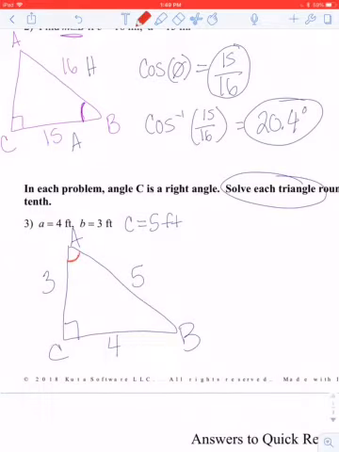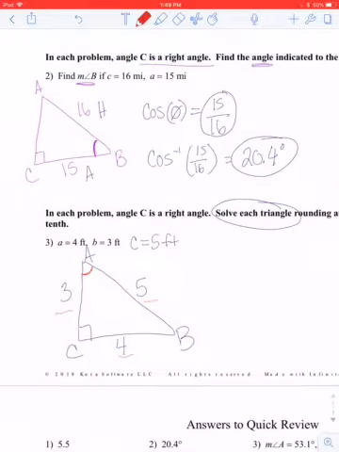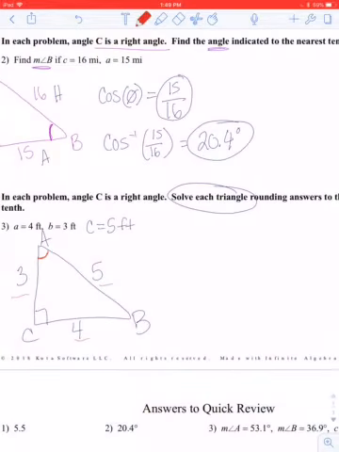And again, I have all the sides, so I can use any trig ratio I want either. I'm going to use sine. Sine's my favorite. So sine of A is equal to opposite, which would be 4, over the hypotenuse, which is 5. So then I'm going to do second sine of 4 divided by 5. And you get angle A is 53.1 degrees, which you can see down here at the bottom.